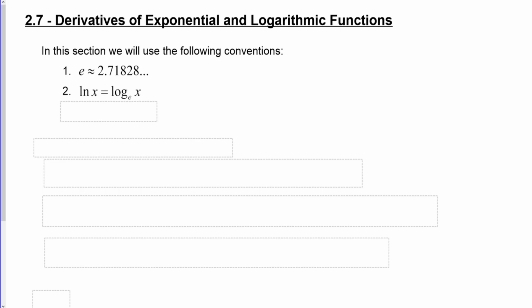The natural logarithm of x, ln of x, is defined as the logarithm of base e of x. Sometimes the natural logarithm is just log of x in some textbooks, but we'll use ln x for us. And log of x we will call the common logarithm, which is a logarithm of base 10.